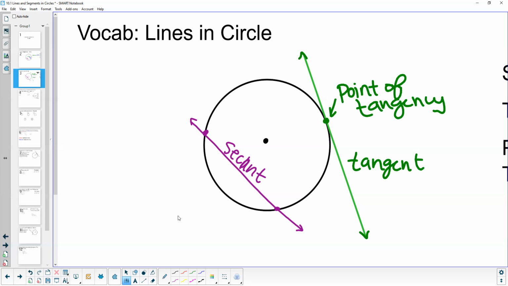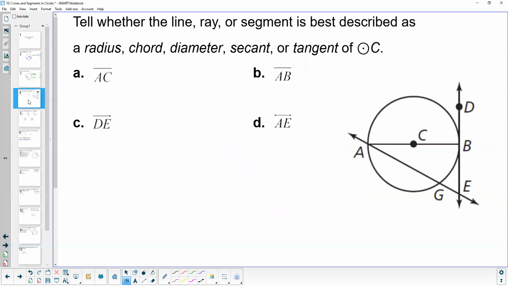So that is some ideas of lines and segments in circles. Let's go through one quick example where we decide whether the piece that they're talking about, the line, segment, or ray, is a radius, a chord, a diameter, a secant, or a tangent of this circle C. Please note this notation here that we haven't seen before. This represents circle C, that circle with a dot in the middle. If we just had a circle, it could be confused with an O or a 0. So the circle with a dot in the middle means that it's a circle, and it's named after that point in the center.